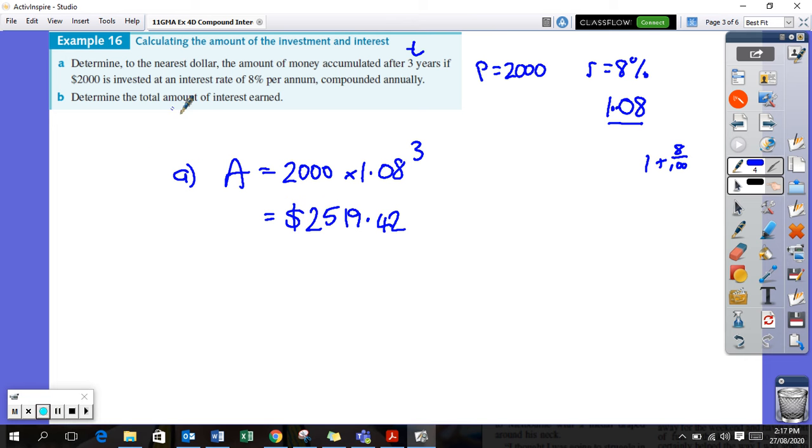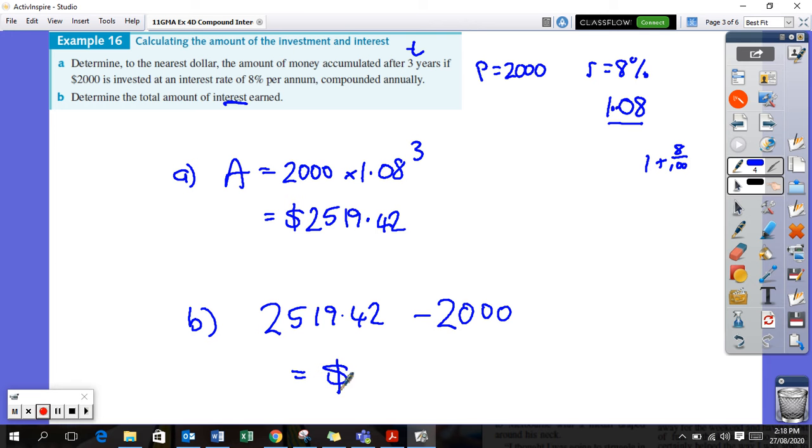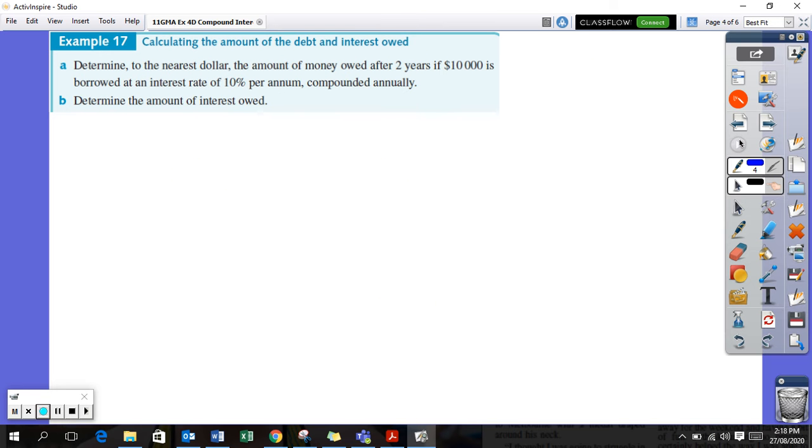Now part B, we want to work out how much interest they earned. So they ended up with $2,519.42. They started with $2,000. So the interest they earned was that number minus that one, which is $519.42. Okay, the amount at the end, how much of it was interest. If you need to pause to copy down the examples, just pause the video and copy them down.